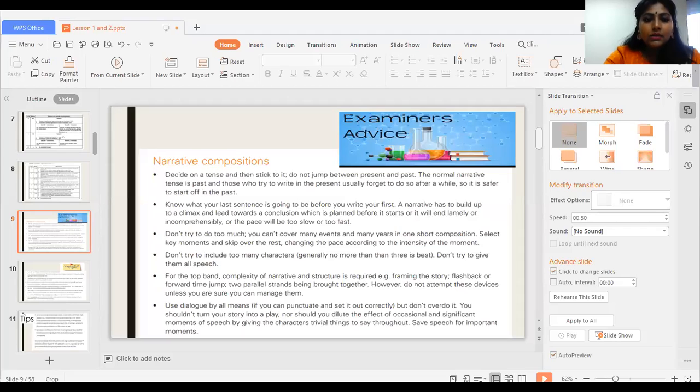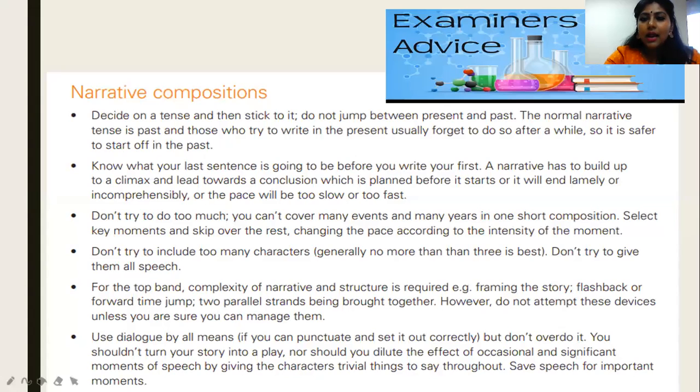So when we mention narrative compositions, it's very important for the candidates to decide on a tense and stick to it. What I would suggest would definitely be the past tense, because when you start with the present tense, I feel that some candidates have the tendency of jumping to the past tense in the middle of the essay. Therefore, stick with one tense if possible. Like what I have mentioned just now, try your level best to write in the past tense.